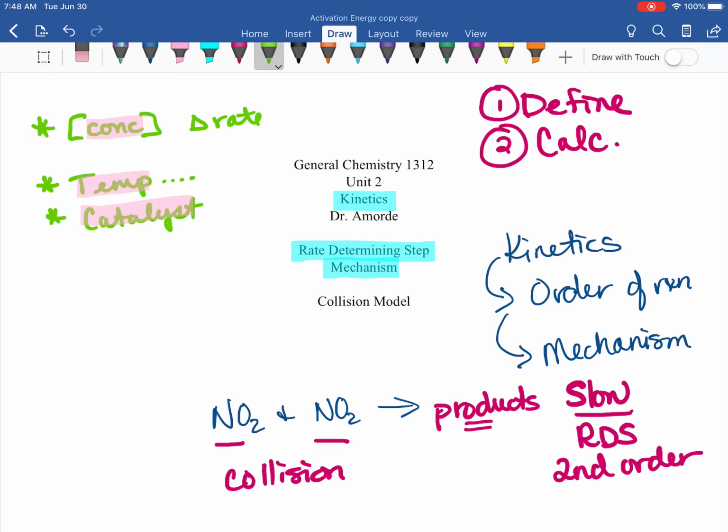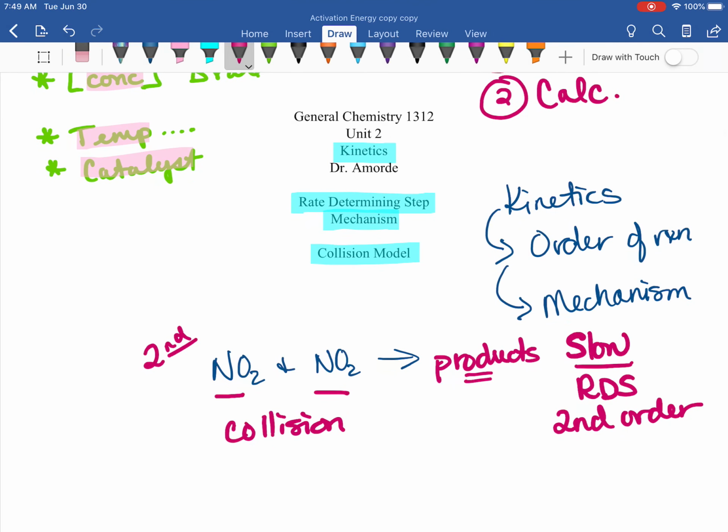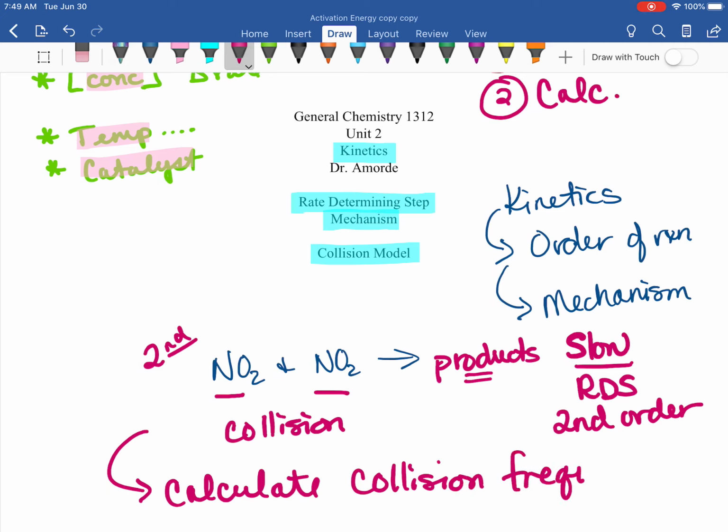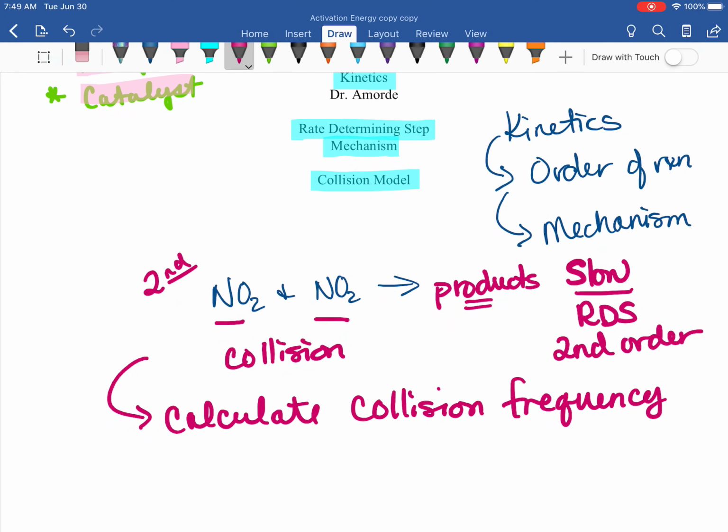Well, we're going to tie all of that in with something called our collision model. Remember, anything past a second order reaction involves collisions of molecules. Okay, awesome. So what if you could just calculate those collisions? Well, it turns out you can. You can calculate something called a collision frequency. If you know your concentrations and you know relative speeds of molecules, which can all be calculated, you can literally calculate that collision frequency.